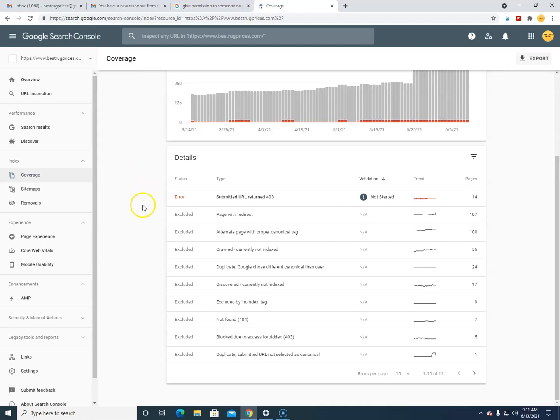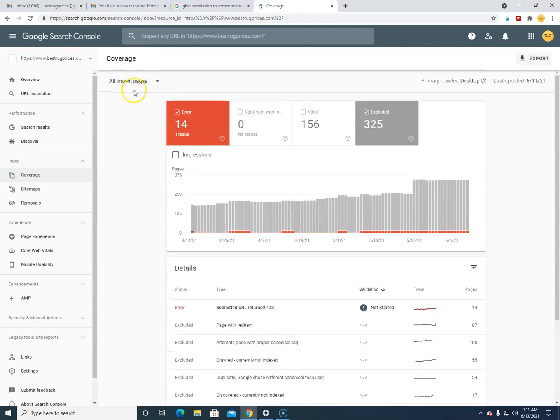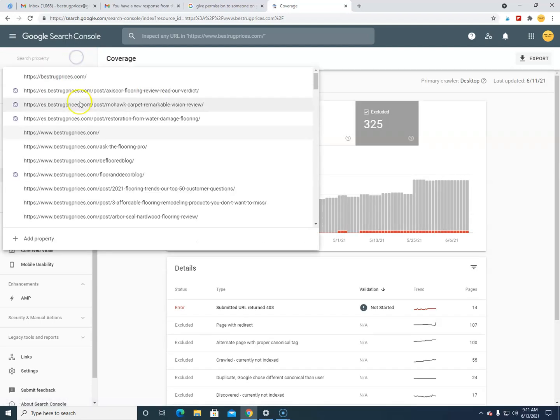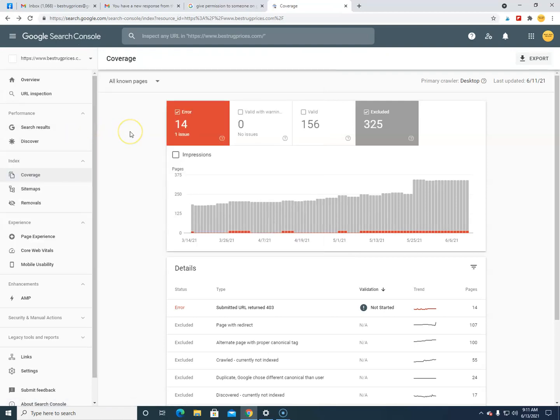You've already explained the AMP URLs. I get that, but I don't understand the URLs that end in L-A-N-G that I'm assuming have to do with your multi-language feature. So if you could look at that, I would appreciate it. As I said, I'm in this one right here, Best Rug Prices.com, and I did give you guys permission to access this, so hopefully this helps.